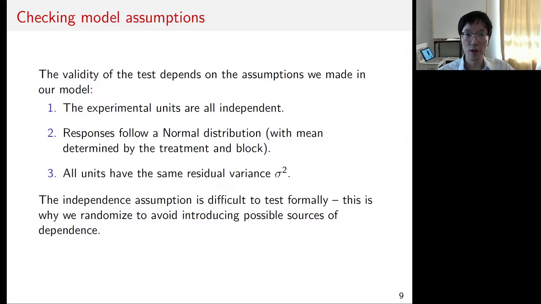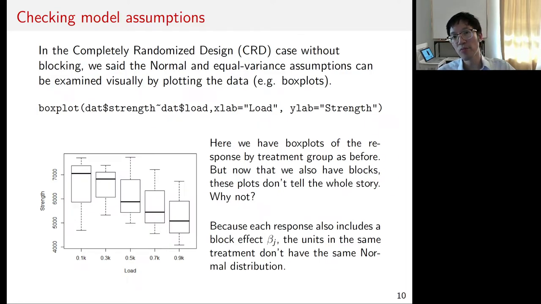Now, let's look at some of these plots. In the CRD case, when we did completely randomized designs without blocking, I explained that we could examine whether the normal and equal variance assumptions are reasonable by looking at box plots. And so here's the command. I could do the same thing here. I could make box plots for the strengths, a box plot for each load level. This looks very much like the kind of box plots that we might make in the completely randomized design case.